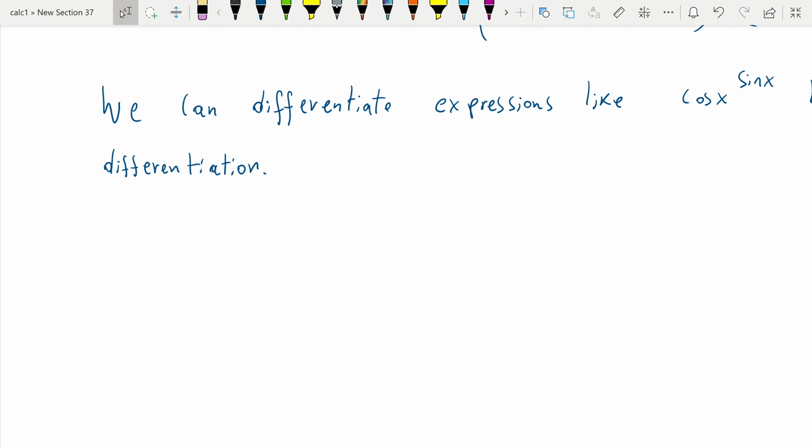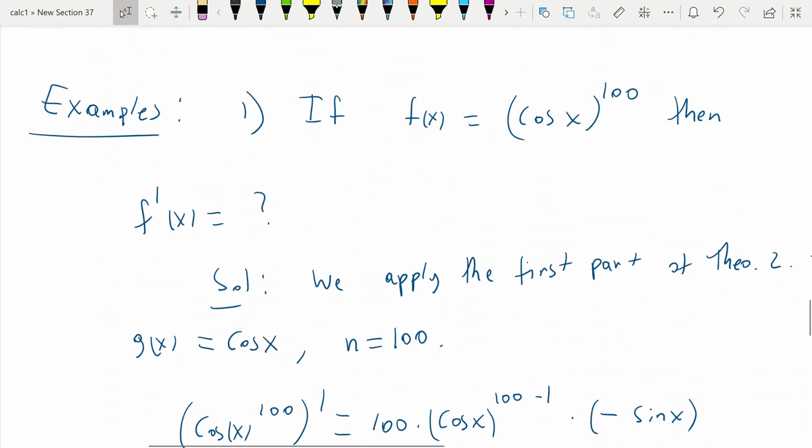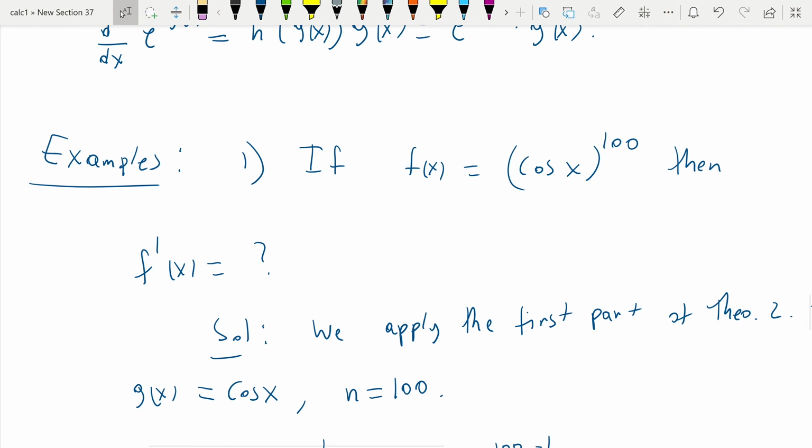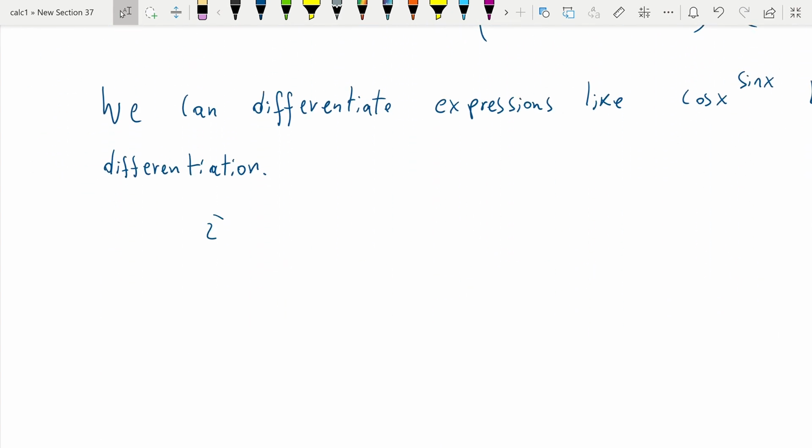Now let's look at one other application. I said that we're going to do some examples. So one is this one, which uses the generalized power rule. Now, what about the other rule, the generalized exponential rule? What is the derivative of e to the cosine of x?